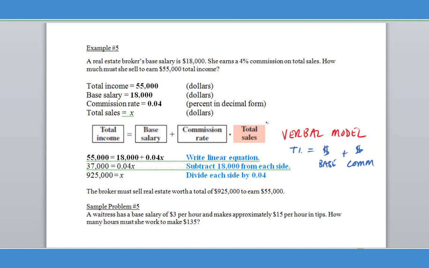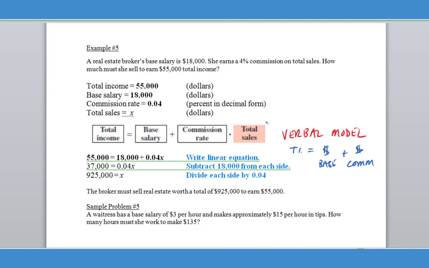And when we solve that, we see that the broker must sell $925,000 worth of real estate in a given year so that she can earn $55,000 a year. Now, I know at this point in your life, $925,000 worth of real estate must sound like a lot, but if you really think about it, at this point in time in 2013, the going rate for most houses in Baton Rouge ranges anywhere from $200,000 to $500,000 a piece. So this lady could technically sell 2 $500,000 houses, and she would have earned that much money for the year.